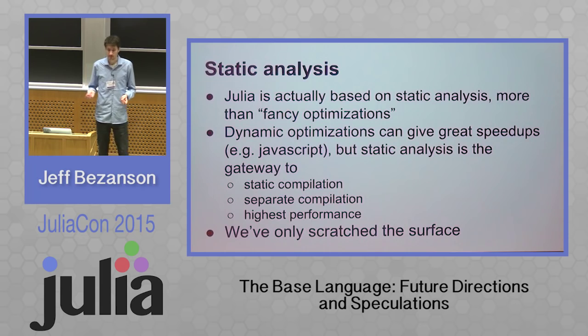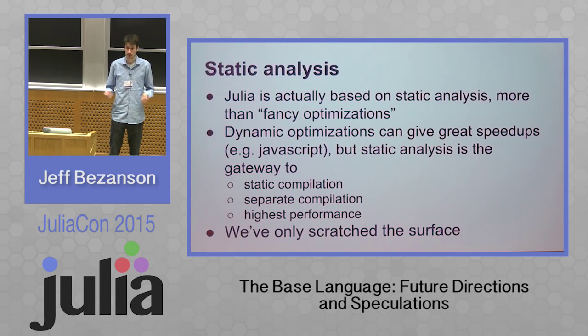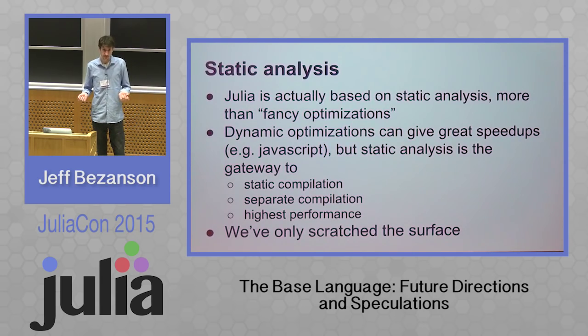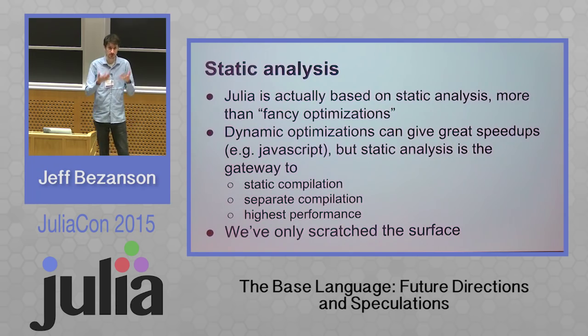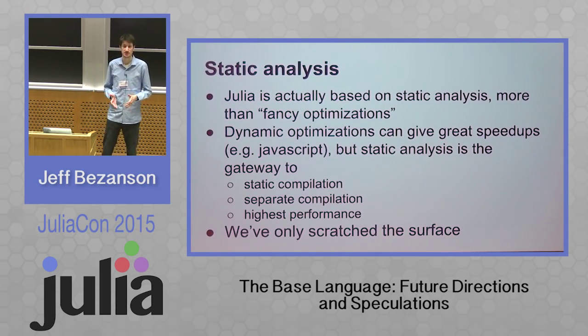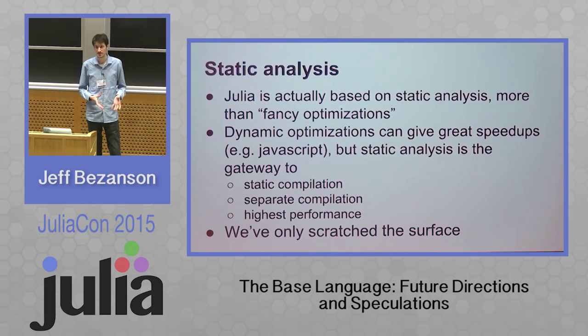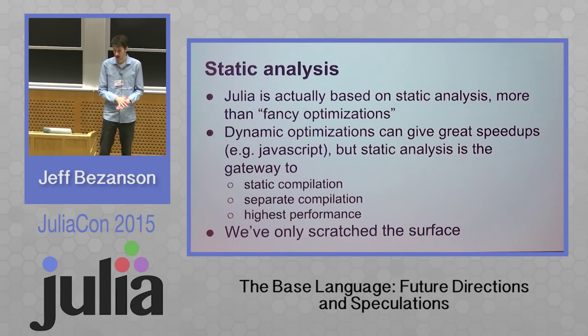There are all kinds of really, really amazing, dazzling optimizations you can do. And they're done in JavaScript engines, for example, that can give you huge speedups for even fairly hopeless language designs. But we actually don't really do that. If you know about JIT compilers and you look at our compiler, it really will not impress you, right? We don't do all those fancy optimizations. We really prefer to rely on static analysis.